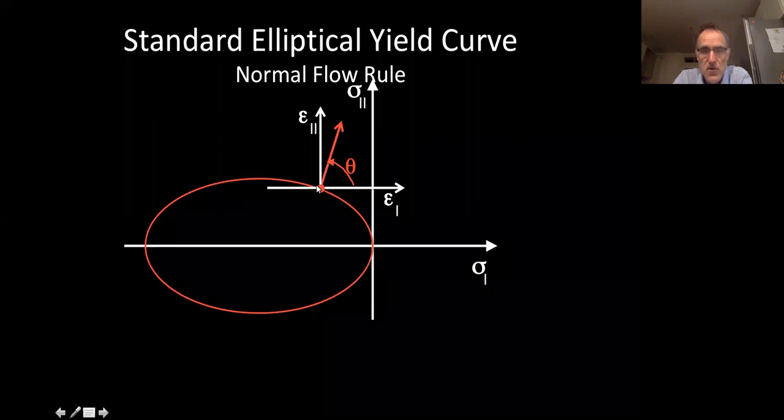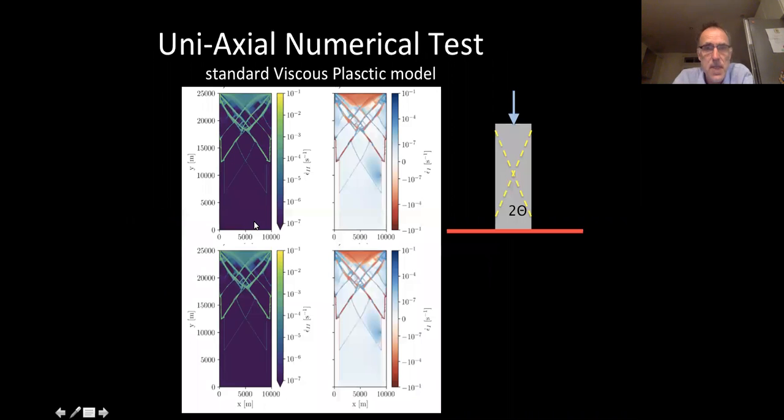If you have a stress state on the red dot here in the ellipse, when you have a normal flow rule, the principal axes of strain rate and stress coincide. So what you have here is epsilon 1, the mean strain rate, which is the divergence, and epsilon 2, which is the maximum strain rate. And the normal to the yield curve gives you the relative importance of how much divergence there will be compared to shear strain rate on the plane of fracture. When you test a rheology like this in uniaxial loading, you see failure patterns that are very similar to what you observe in the field.